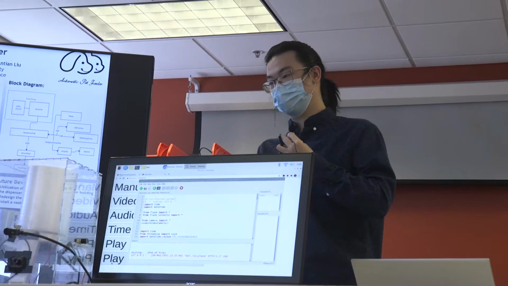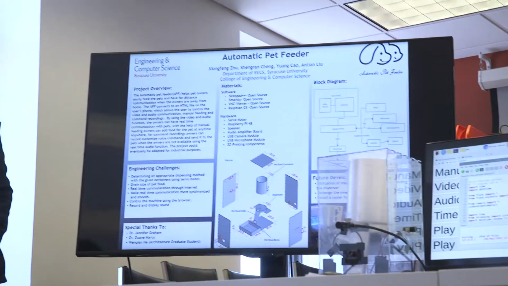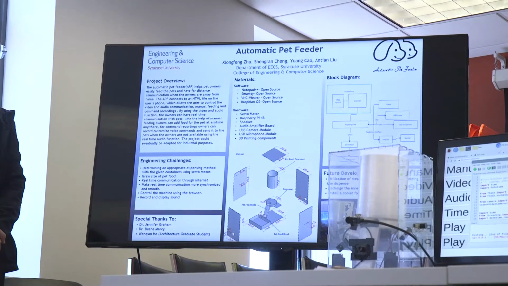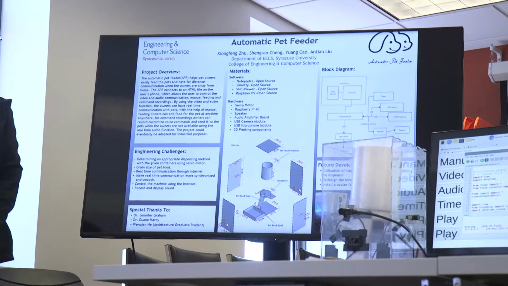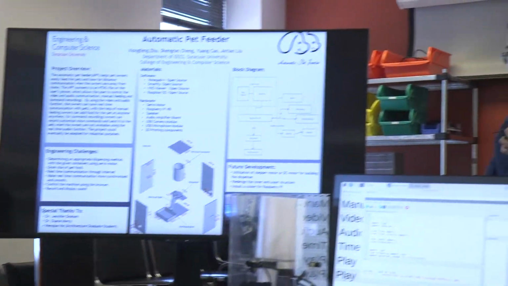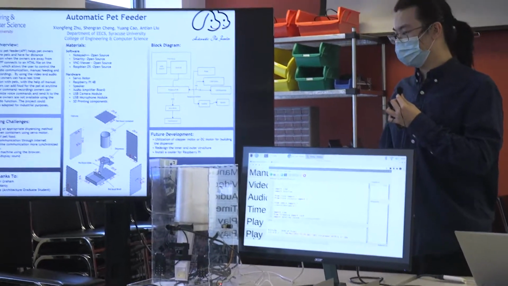Another thing is the redesign of the outer and inner structure. We think currently our structure wasn't perfect because sometimes the food will get stuck if the food is very small, not big enough. But currently it's working now, and that's the thing we need to redesign.